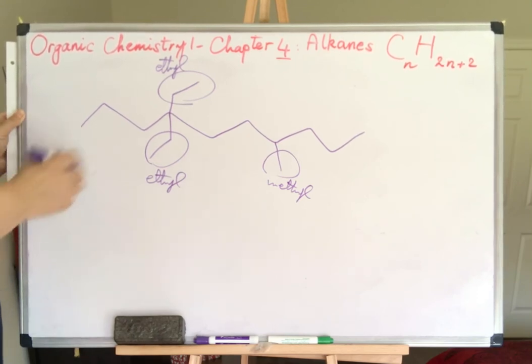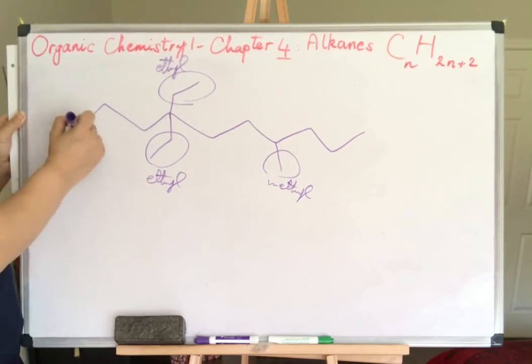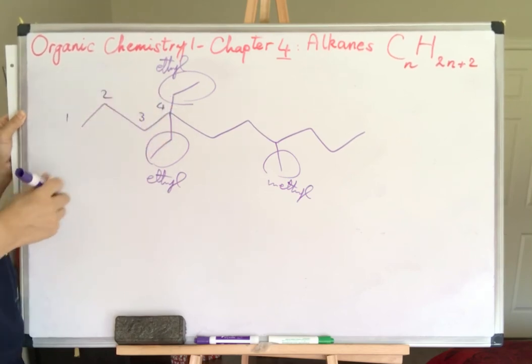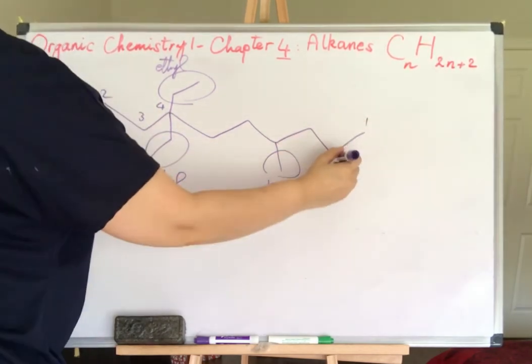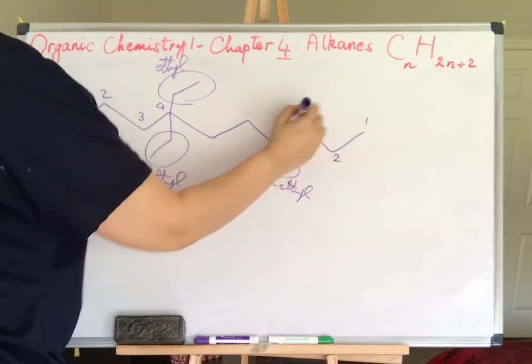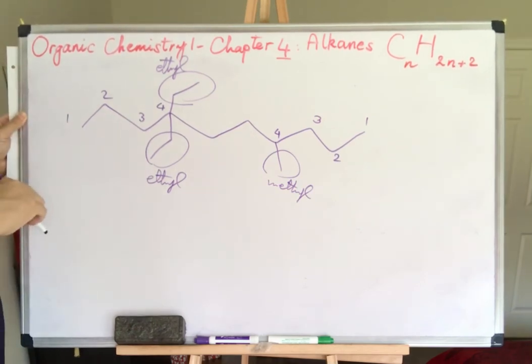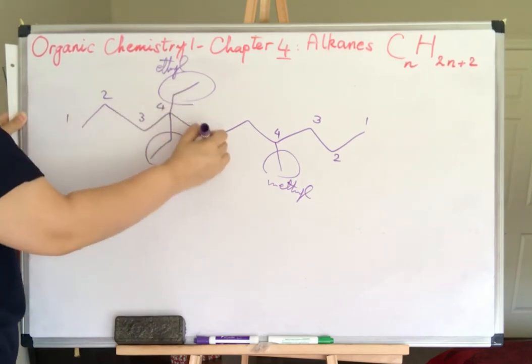Alright, so which one comes first in alphabet? Ethyl. But if I name a number from left to right, 4 will be ethyl groups. If I name a number from right to left, 4 will be 4 methyl groups. We have a tie, we need a tiebreaker. What would be our tiebreaker? E, which comes before M.